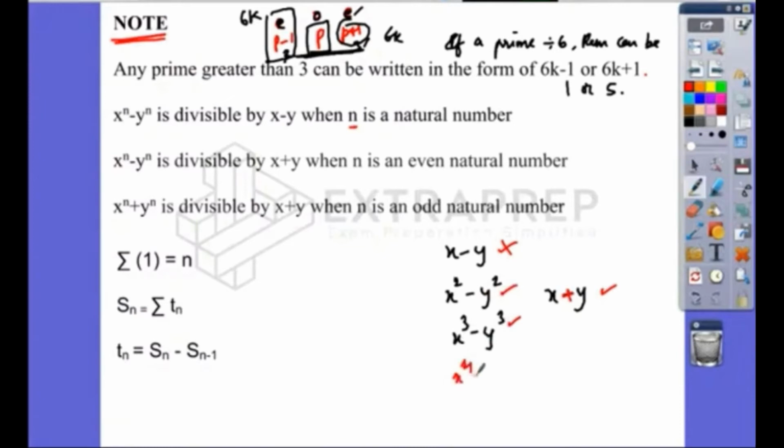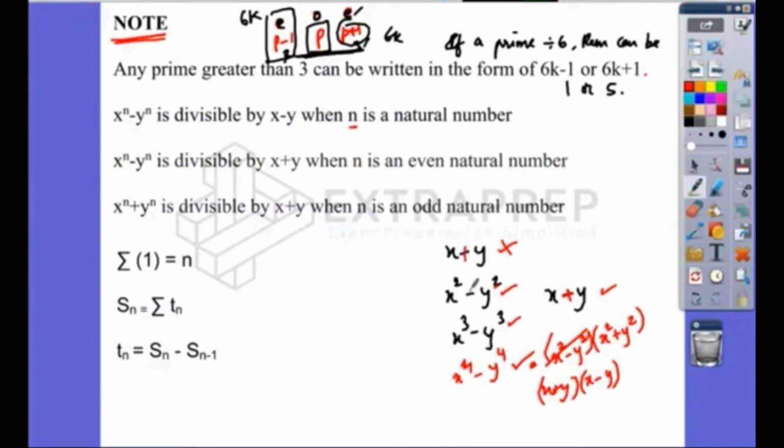If you take x power 4 minus y power 4, that is divisible because this can be written as x square minus y square into x square plus y square, and this again can be written as x plus y into x minus y. So for even numbers, it's being divisible. So x power n minus y power n is divisible by x plus y when n is an even natural number. That's the other point.